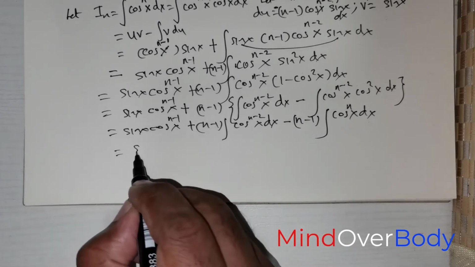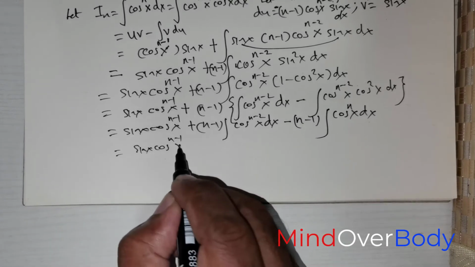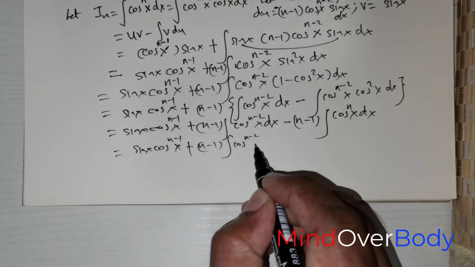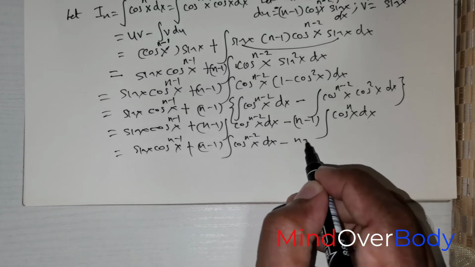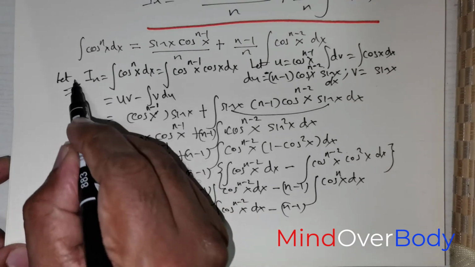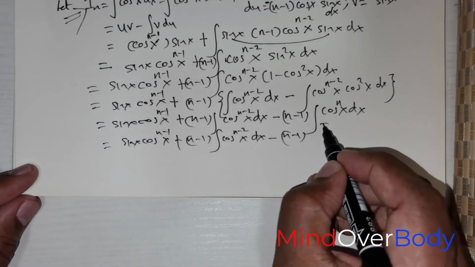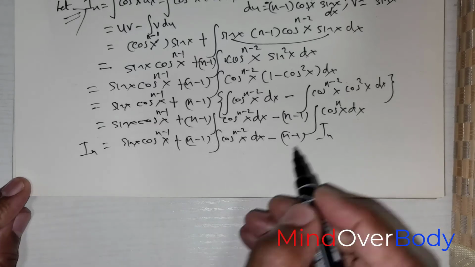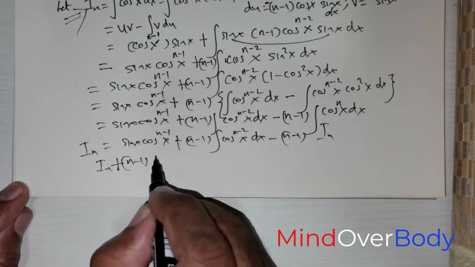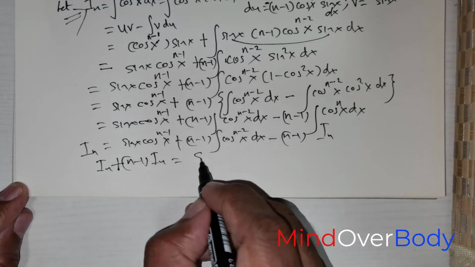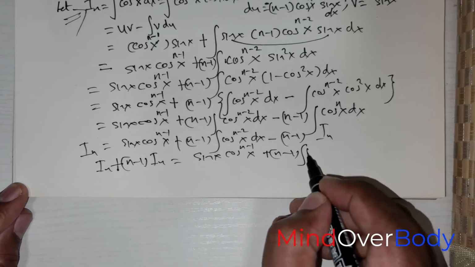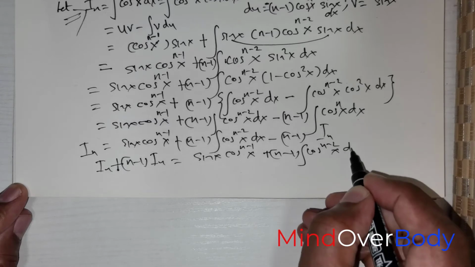Now I can further rewrite this as sin x cos^(n-1)x plus (n-1) times integral cos^(n-2)x dx minus (n-1) times integral cos^n x dx. Now this is what we started with, right? Can you make this observation? So this is going to be I_n. I already have an I_n here, so push this to the left, we get I_n plus (n-1) times I_n is equal to the right hand side, sin x cos^(n-1)x plus (n-1) times integral cos^(n-2)x dx.